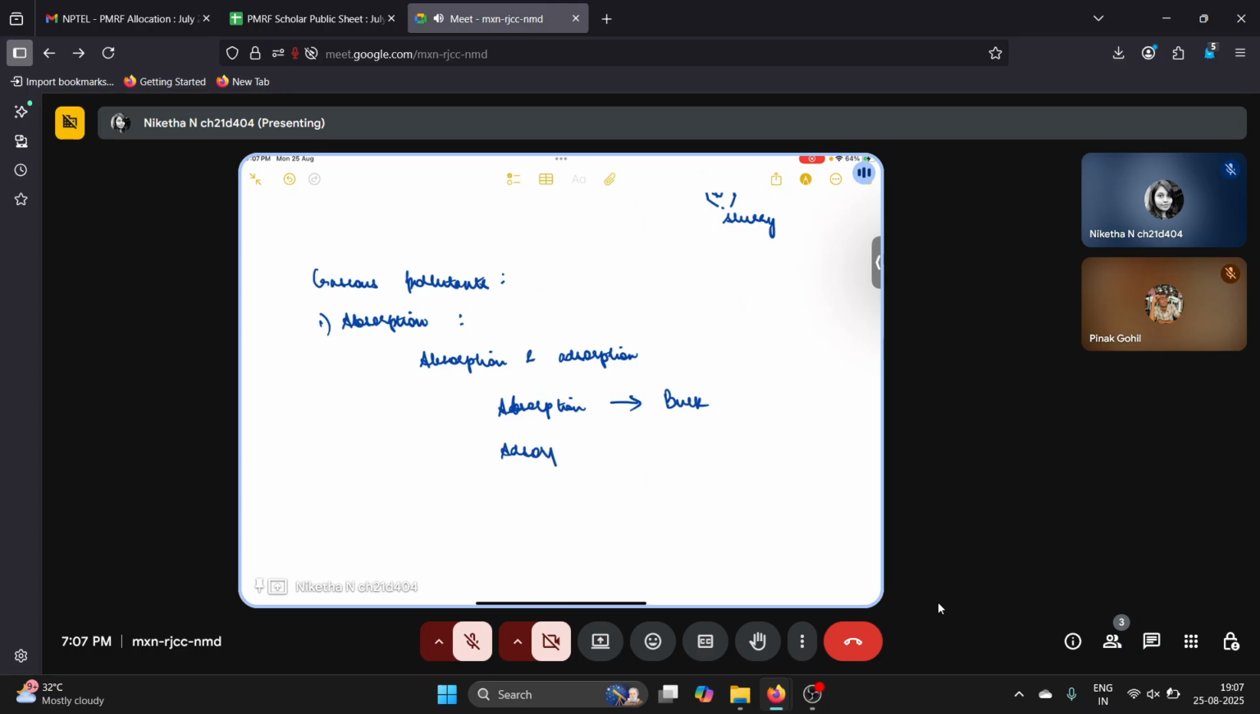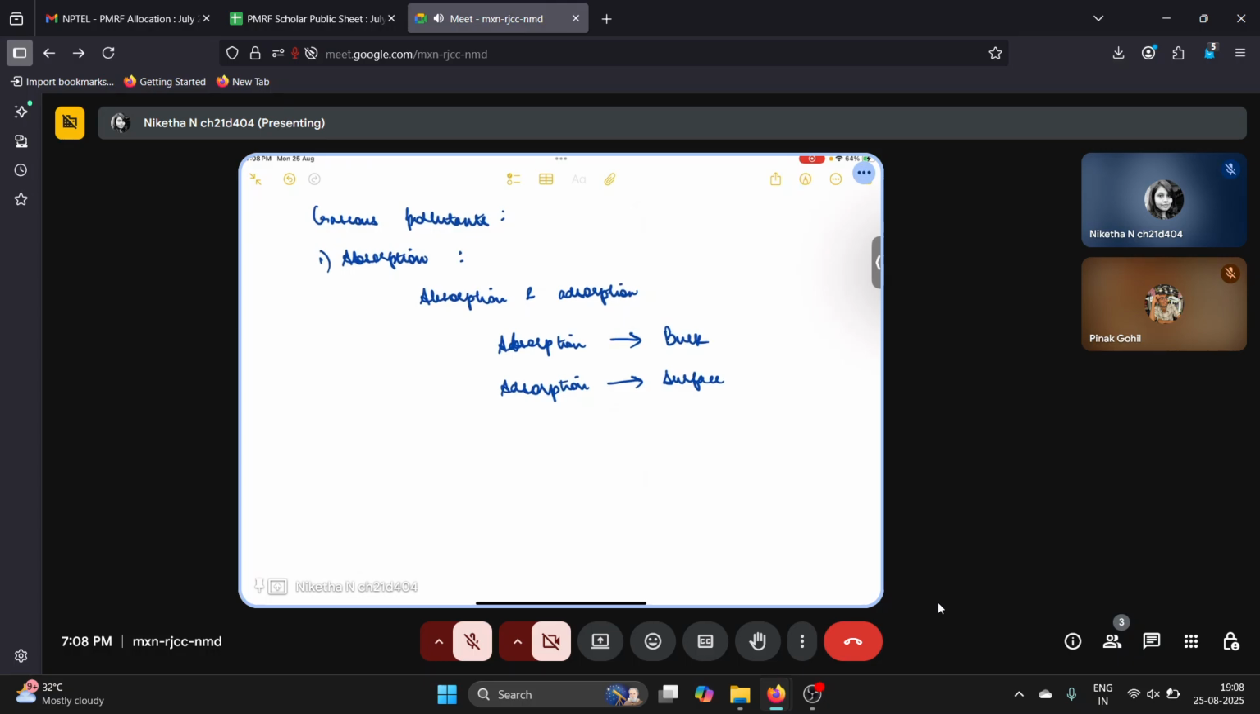Adsorption, on the other hand, is a surface phenomenon. A good example is activated carbon. Activated carbon has a lot of pores on its surface. These pores tend to attract pollutants, and the pollutants settle on its surfaces. But they won't move inwards; they only remain on the surface. So that's the difference between adsorption and absorption.